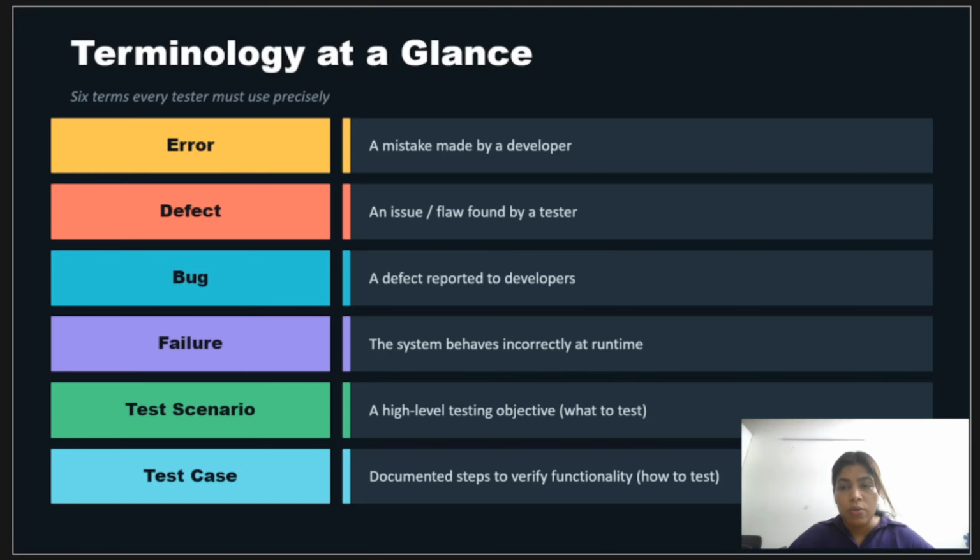All right, so now we come to the final slide, where we'll look at the terminologies that we have discussed in the module. Error is a mistake done by a developer. Defect is an issue that is found by a tester. Bug is a defect that is reported to developers. Failure is the incorrect behavior of the system at runtime at the user end. A test scenario is a high-level testing objective, and a test case is documented steps to verify the functionality.